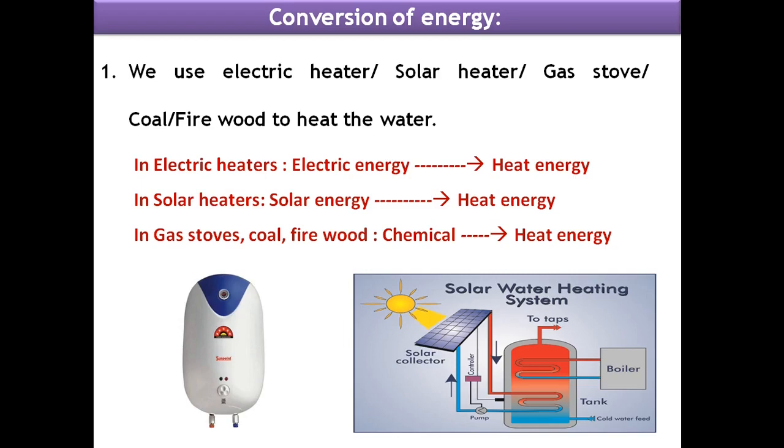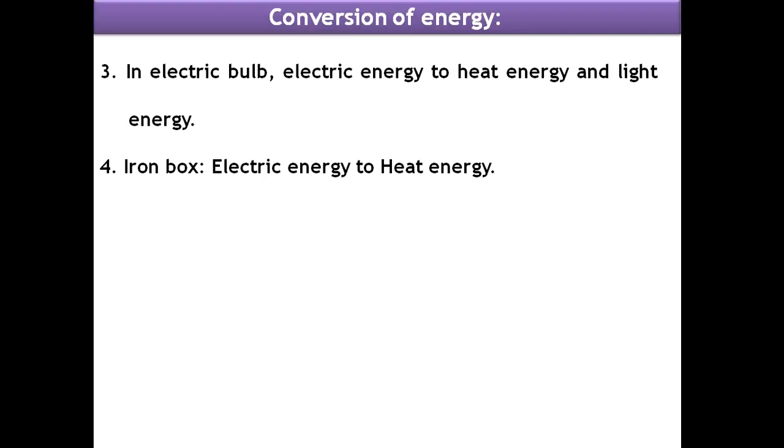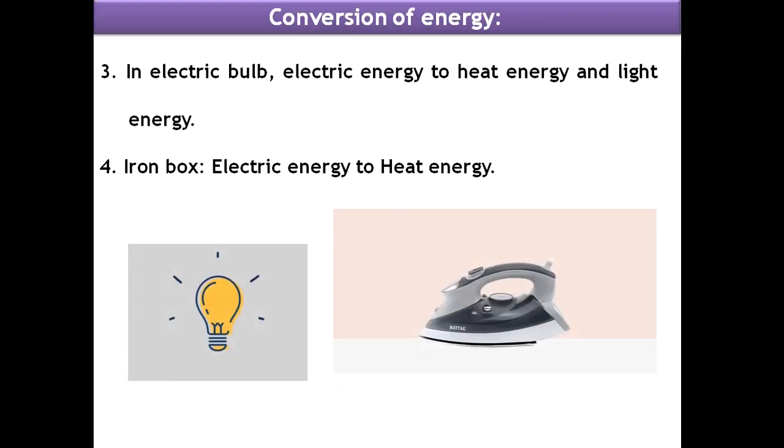In electric heaters or geysers, the electrical energy is converted into heat energy. Whereas in solar heaters, the solar energy is converted into heat energy. And in gas stove or coal or firewood, the chemical energy is converted into heat energy.